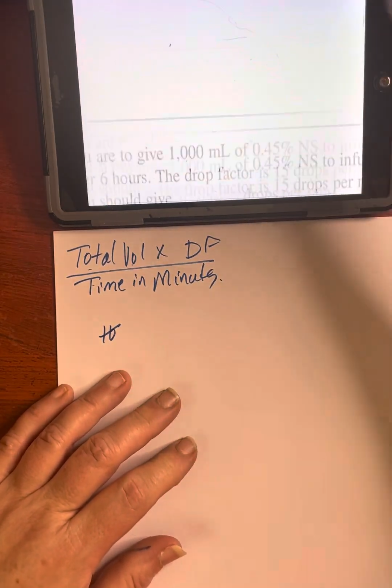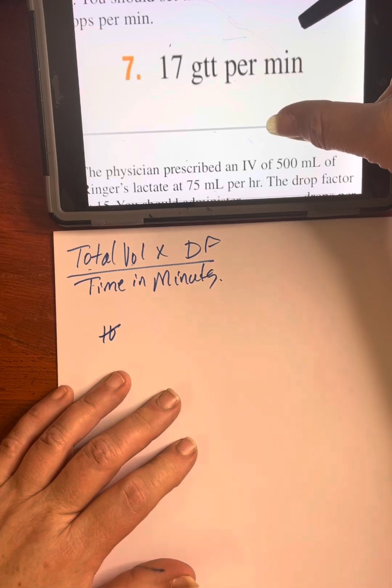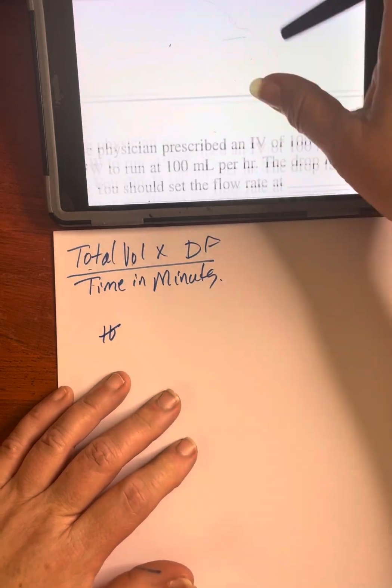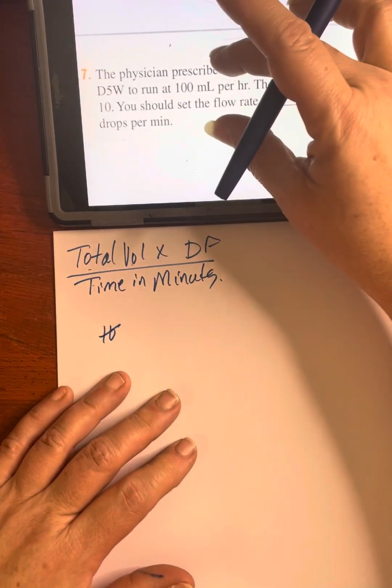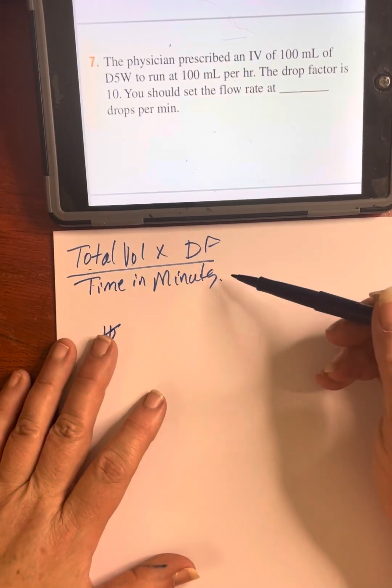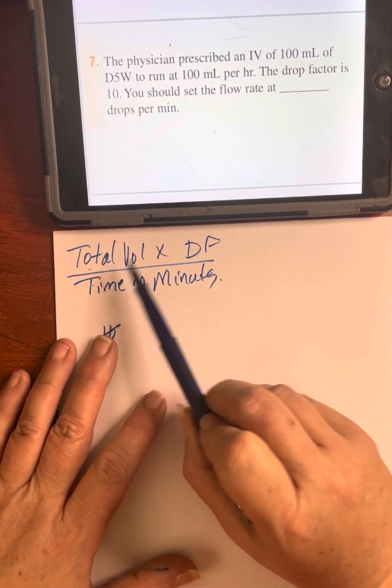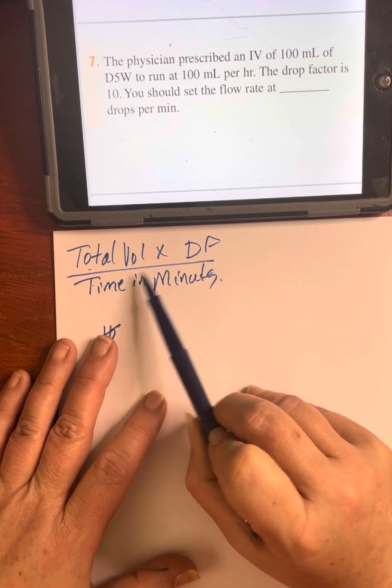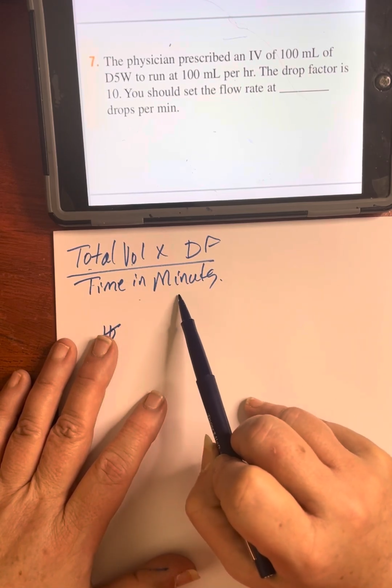I'm gonna scroll to number 7, so don't get dizzy. Here we go. Just to remind you, the formula for drops per minute is the total volume times the drop factor, divided by the time in minutes.